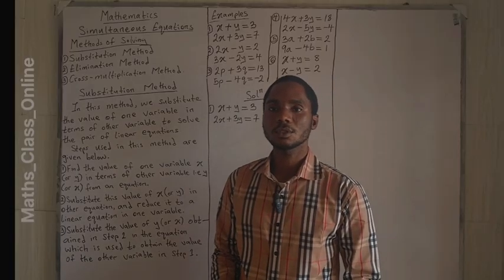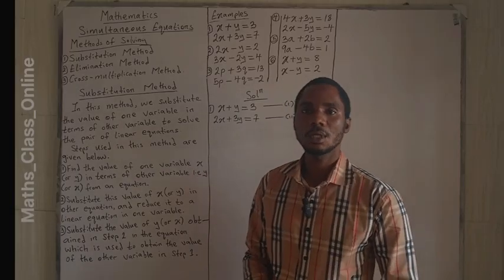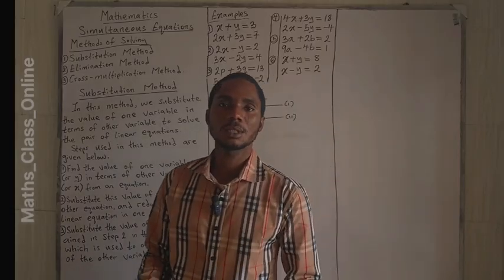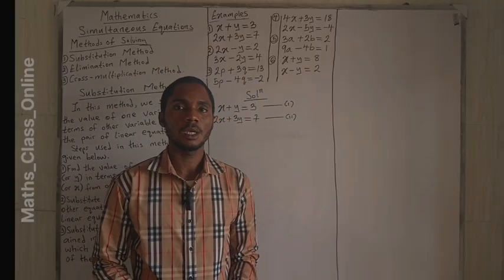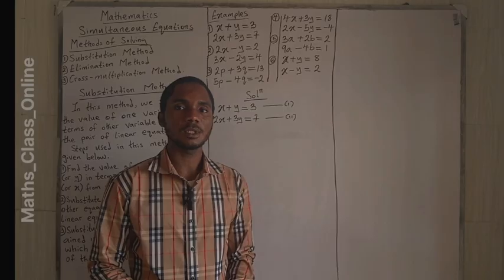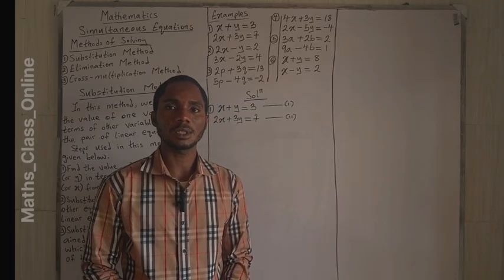Our first topic of discussion is simultaneous equations. What is a simultaneous equation? A simultaneous equation is a set of equations that have the same solution. We have two types: linear simultaneous equations and nonlinear simultaneous equations.